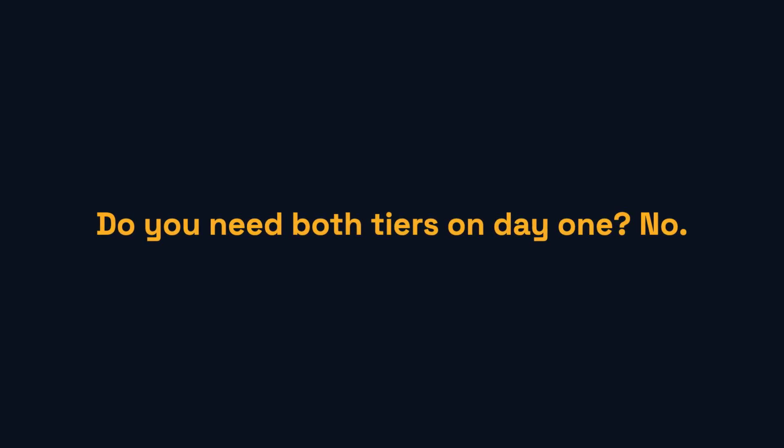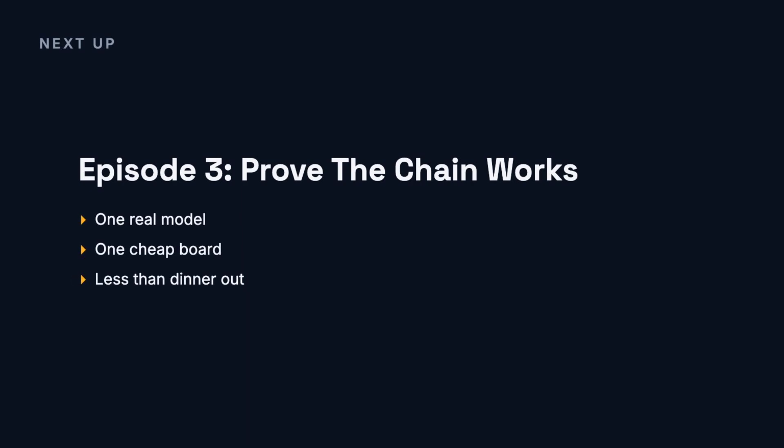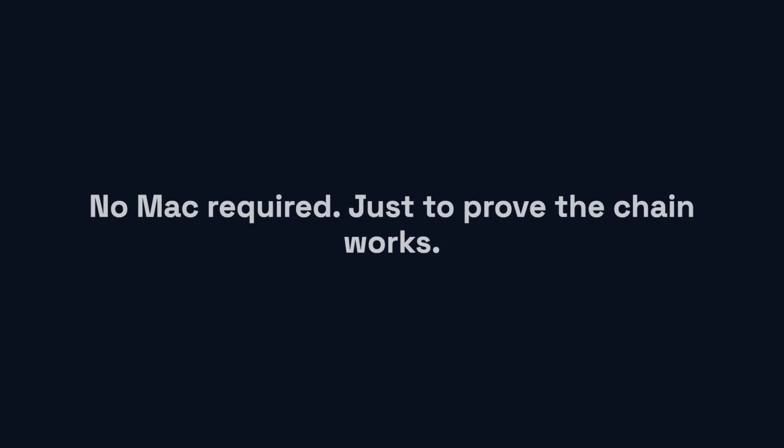Reality check, because that's what we do here. Do you need both tiers on day one? No. We start on tier 1. Next episode, we pick the hardware, and in episode 3, a real language model runs on a single small board that costs less than a dinner out for the family. No Mac required. Purely to prove the whole chain works end to end.